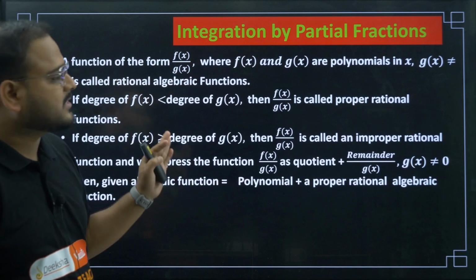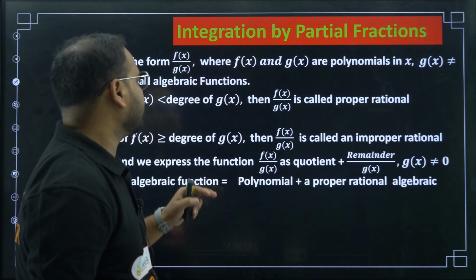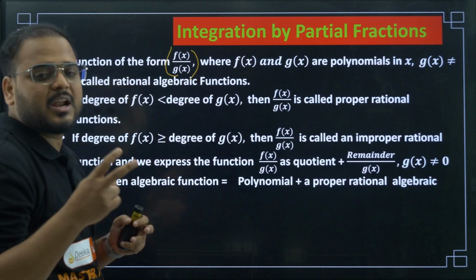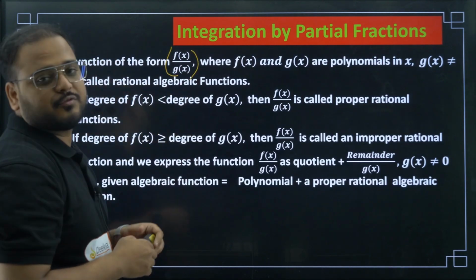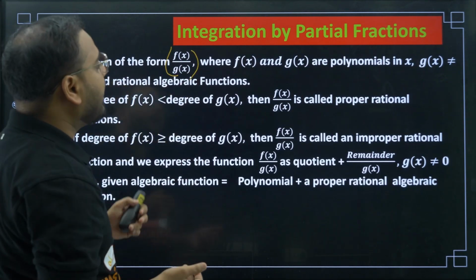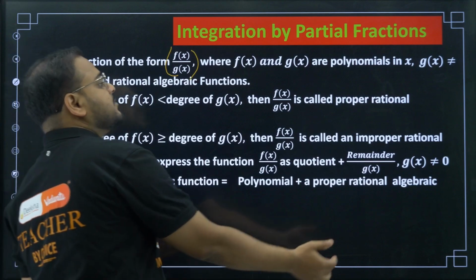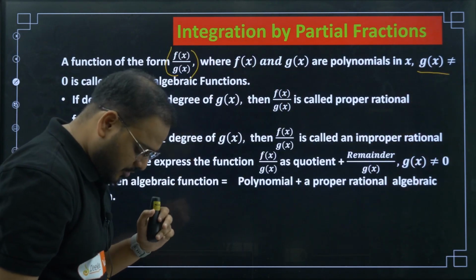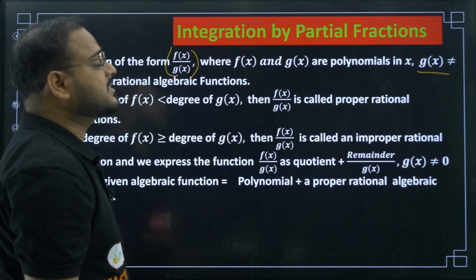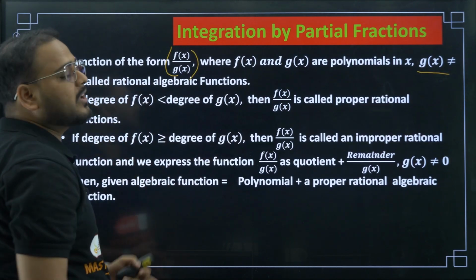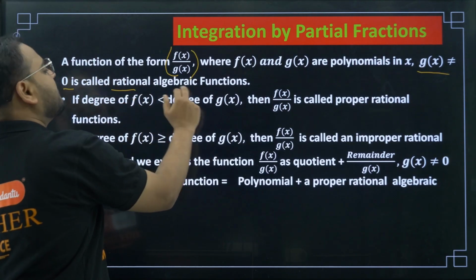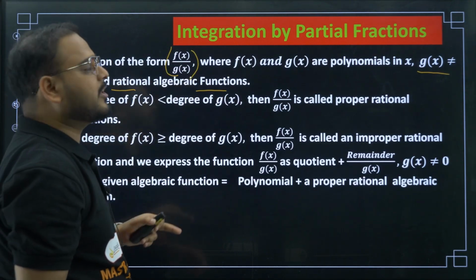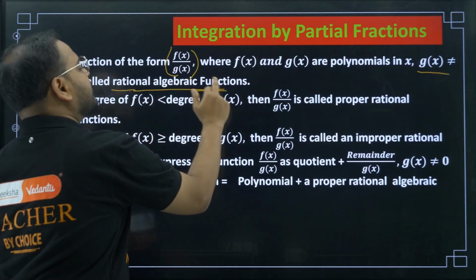Whenever you have f(x)/g(x), there are 2 functions given in fraction form, provided g(x) is non-zero. Why? If it is 0, it will not be defined. So provided g(x) is not equal to 0, we can call this function a rational function. Since it is in algebraic form, we can call it a rational algebraic function.